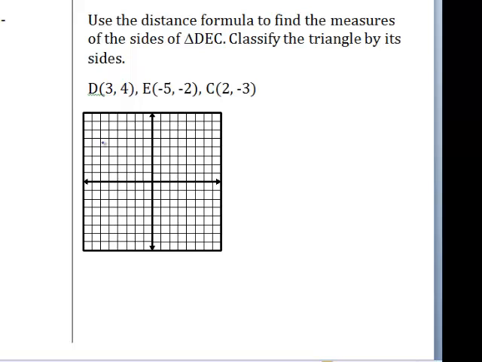All right? So on your own chart there that you sketched out, we've got the point D is at 3, 4, 1, 2, 3, 1, 2, 3, 4. Put it out there and label that D.